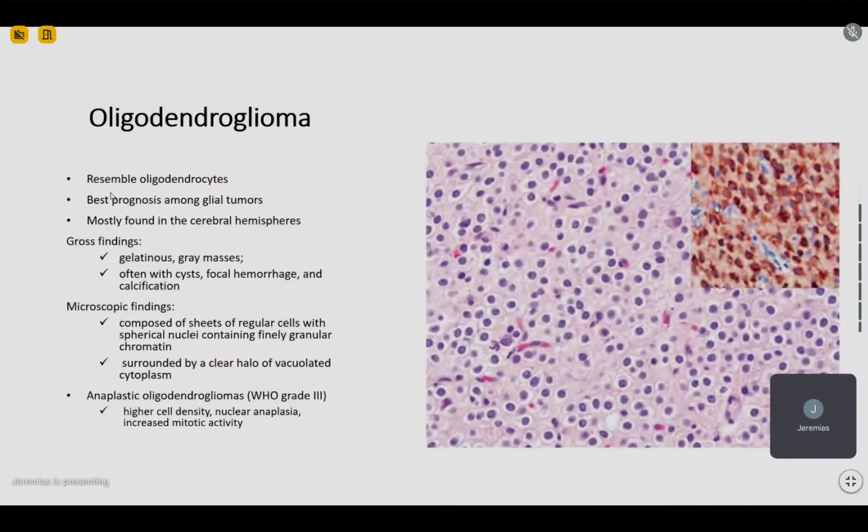Okay. It is oligodendroglioma. It is considered to have the best prognosis among the glial tumors. But still, it has an anaplastic type. So again, when the tumor has the word anaplastic, it is automatically grade 3.